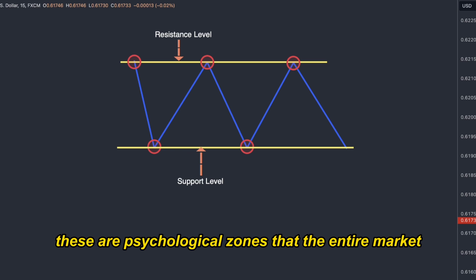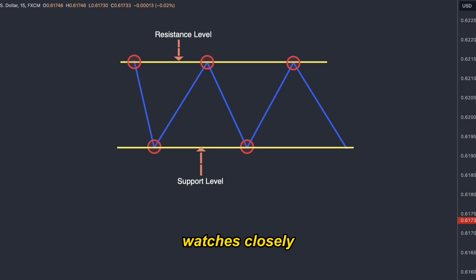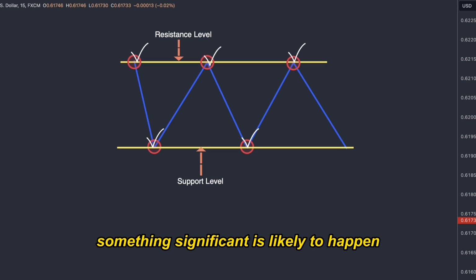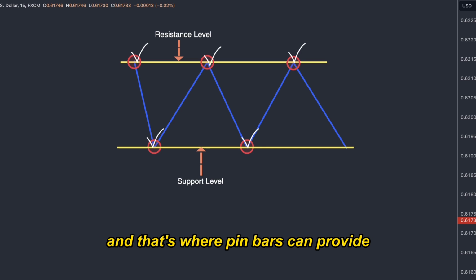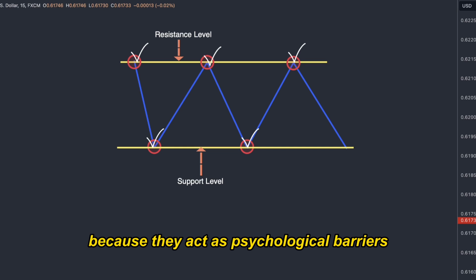These are psychological zones that the entire market, including major institutions and banks, watches closely. When price reaches these levels, something significant is likely to happen, and that's where pin bars can provide excellent trading opportunities. Support and resistance levels are crucial because they act as psychological barriers.